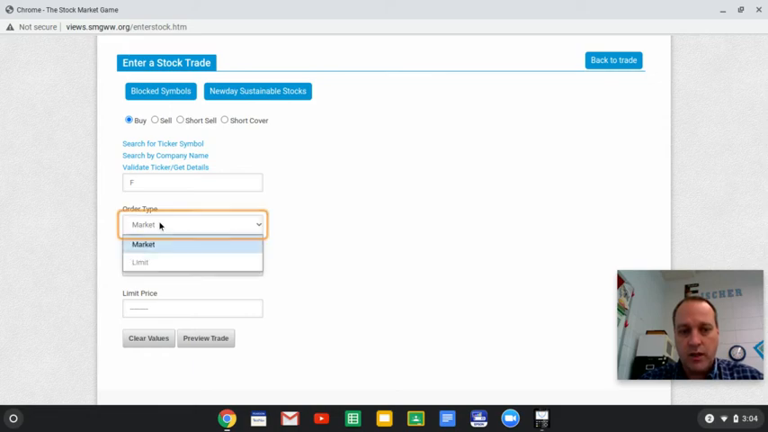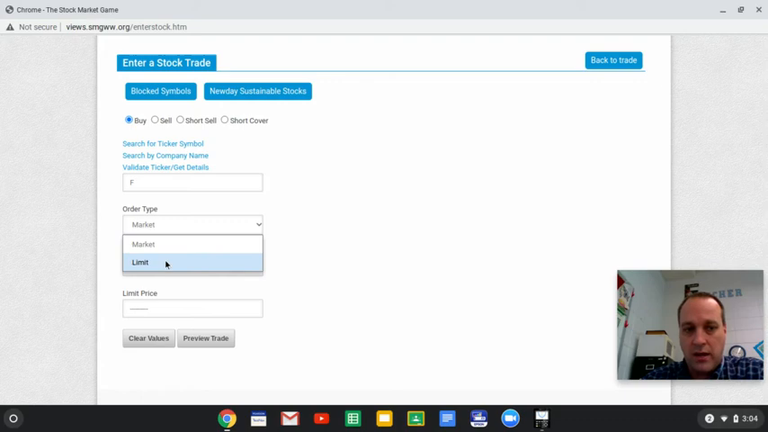and then market or limit. Market means you're going to buy it for what it costs, whatever its going rate is at the exact moment that it's coming out. Limit means you're buying it for a certain price that you set. And then if you choose limit down here for limit price, you have to actually put the price that you want it to sell for. So, and then the number of shares.